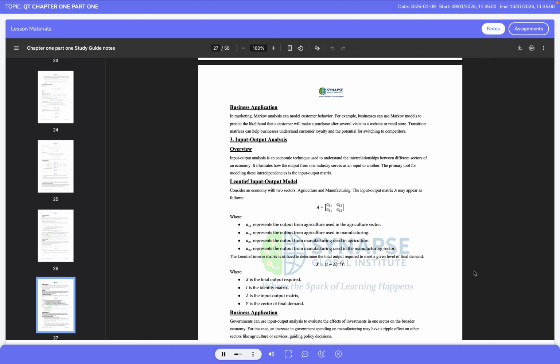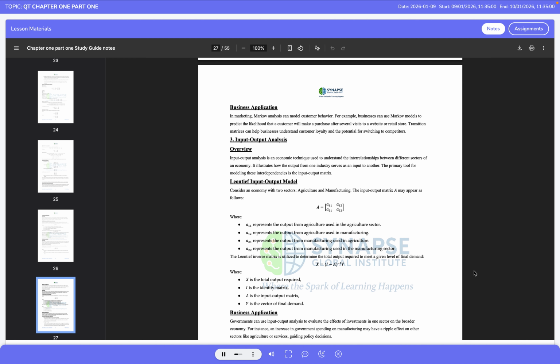Another important application of matrices is input-output analysis. Input-output analysis is an economic technique used to study the interrelationships between different sectors of an economy. It shows how the output of one industry becomes the input of another industry. The main tool used in this analysis is the input-output matrix.